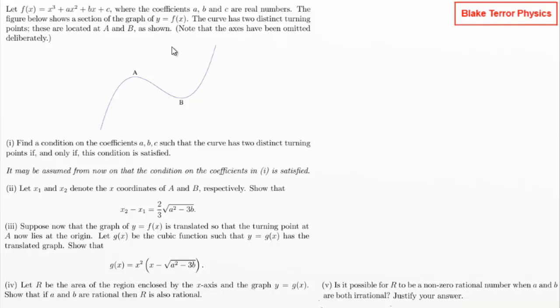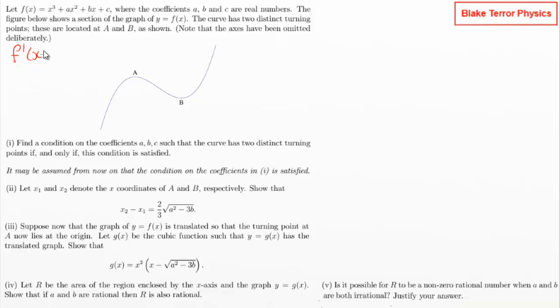The curve has two distinct turning points. These are located at A and B as shown. Note that the axes have been omitted deliberately, which suggests we're going to be moving that line around. Find a condition on the coefficients a, b, c such that the curve has two distinct turning points if and only if this condition is satisfied. Right, so two distinct turning points, we need two places where the gradient is 0.